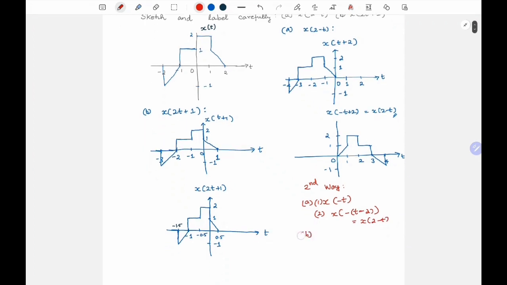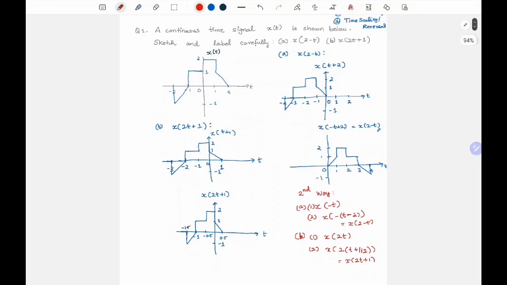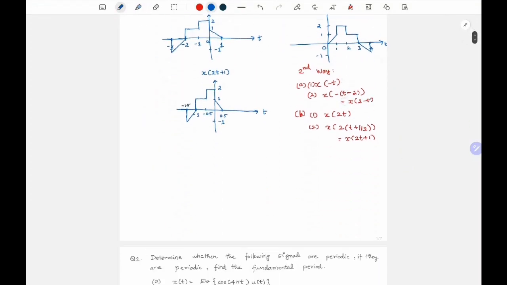Okay. And in the second case, first you are doing the time scaling, so you will get x of 2t. Then you need to left shift by half, so then only you will get x of 2t plus 1. Okay, so you have to keep these in mind. So moving on.